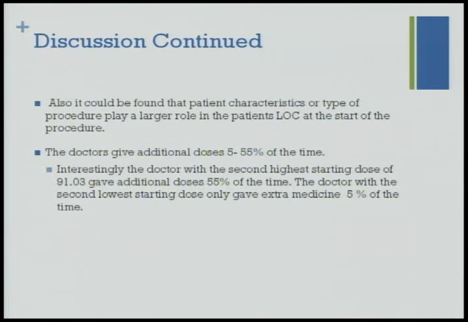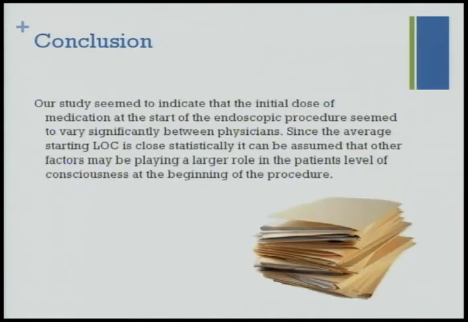Also, it could be found that the patient characteristics or type of procedure play a large role in the patient's level of consciousness at the start of the procedure. The doctors give additional doses 5 to 55% of the time. Interestingly, the doctor with the second highest starting dose of 91.03 gave additional doses 55% of the time. The doctor with the second lowest starting dose only gave extra medicine 5% of the time.